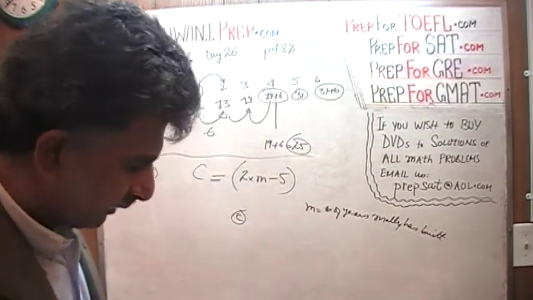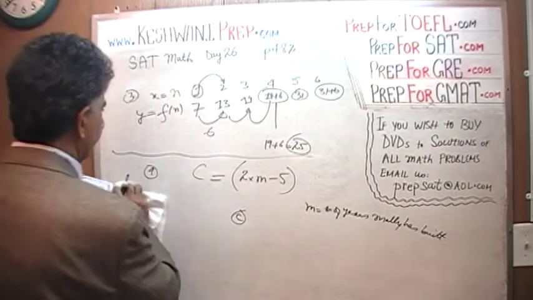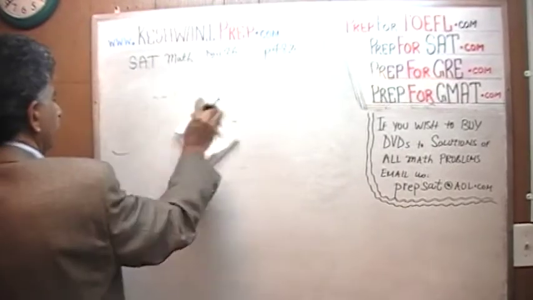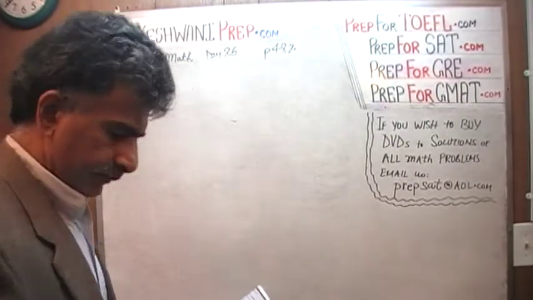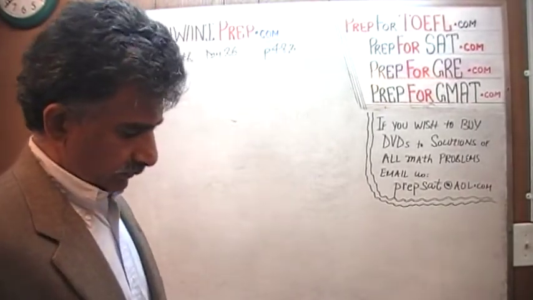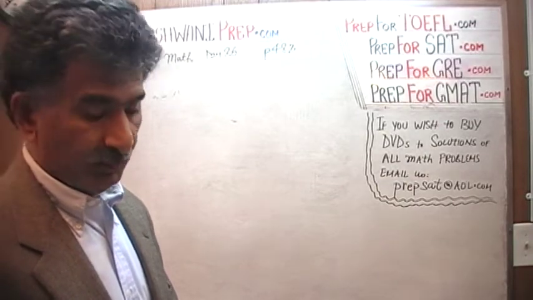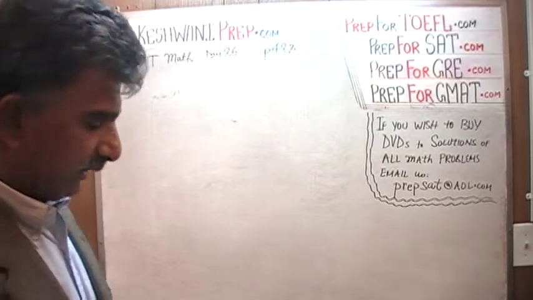Let's go to the next one. Number 5. Number 4 that we just finished, according to these people, is a level 2. It was a level 2 question, and so is the next one, number 5.